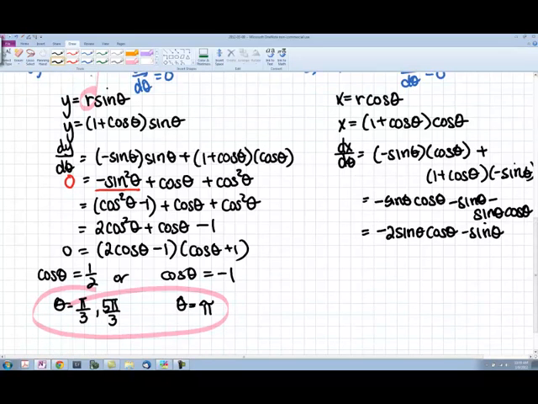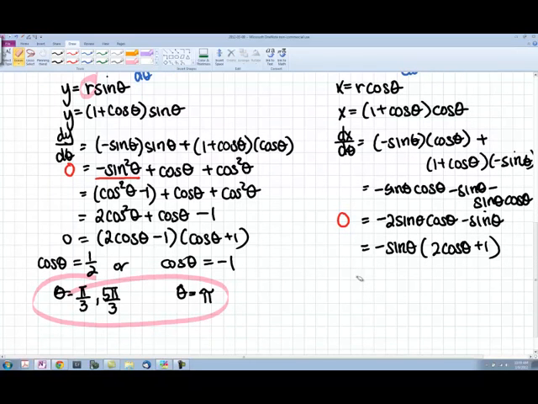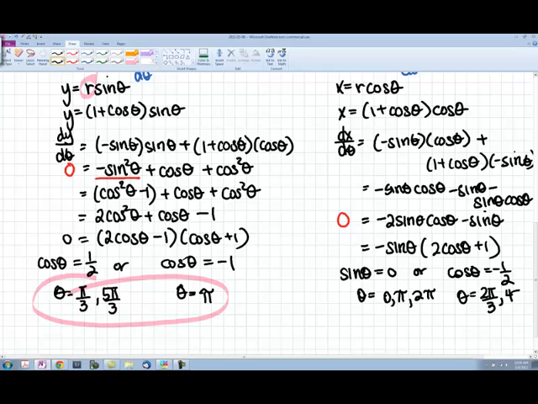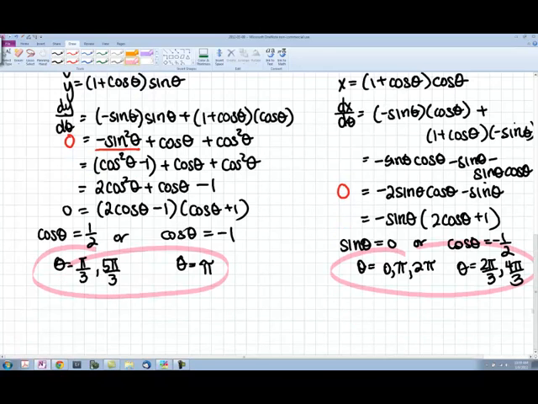Now I need to solve this for when dx/dθ is 0. So I'm going to factor out what they have in common. And either sine θ equals 0 or cosine θ equals negative 1/2. So θ equals 0, π, or 2π. And for cosine θ equals negative 1/2, I have either 2π/3 or 4π/3. So those are my solutions when dx/dθ is equal to 0.